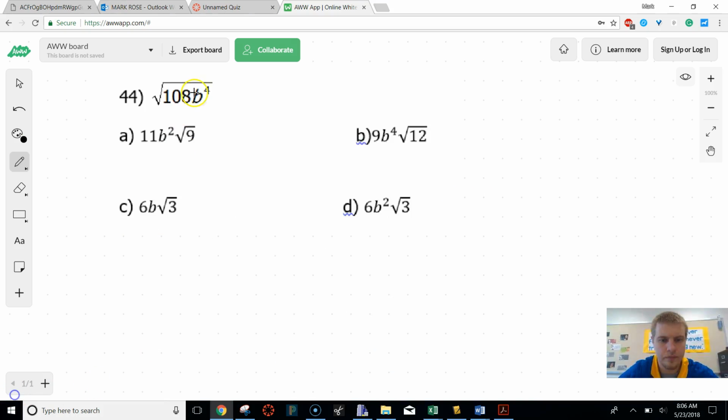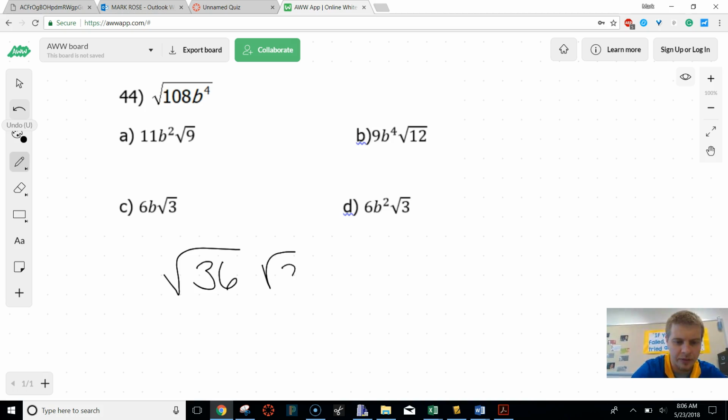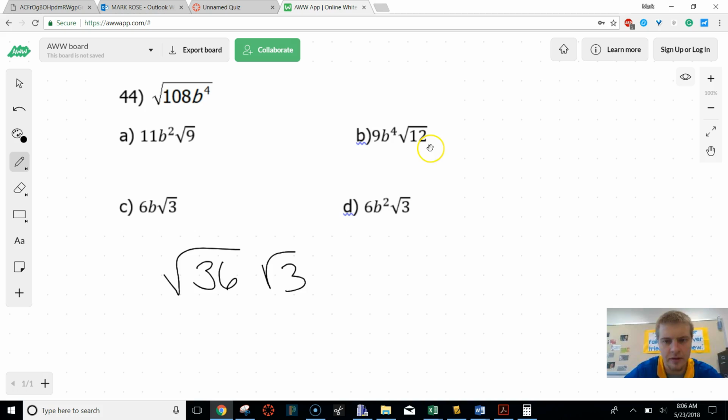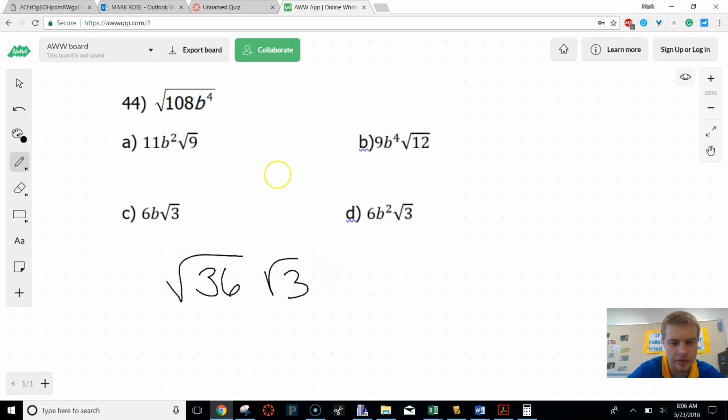Let's try the next one. Okay, so for this problem, what you'd like to do is square root this thing. Unfortunately, I don't know what the square root of 108 is, so we're going to have to break that up. And what we're going to break that up into is 36 and 3. You could choose other square roots to make this work, but I always try to find the biggest square root that I know goes into it, and 36 is the biggest square root that I know goes into it.